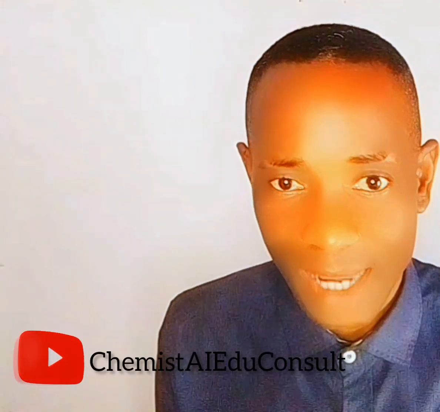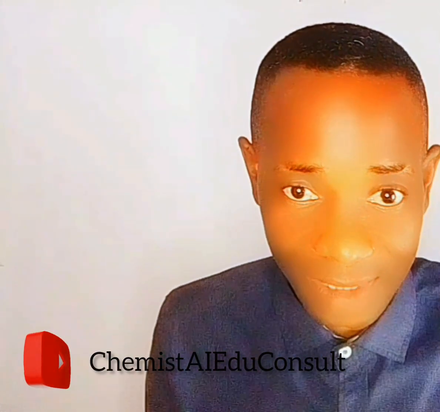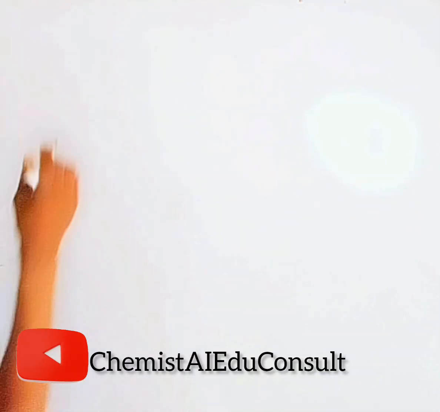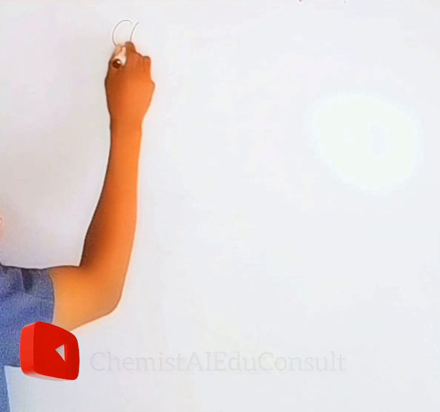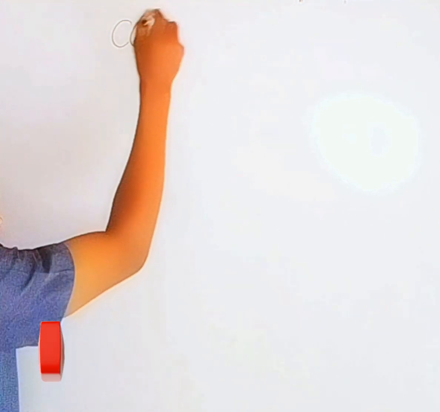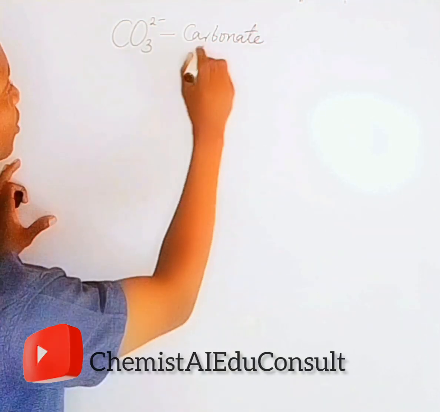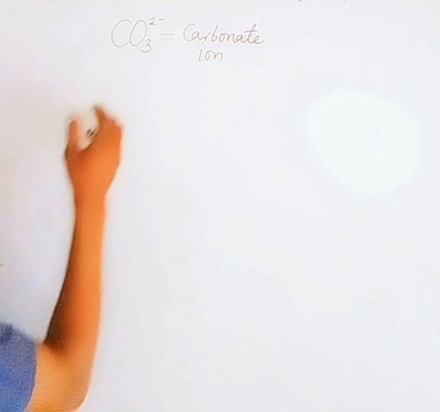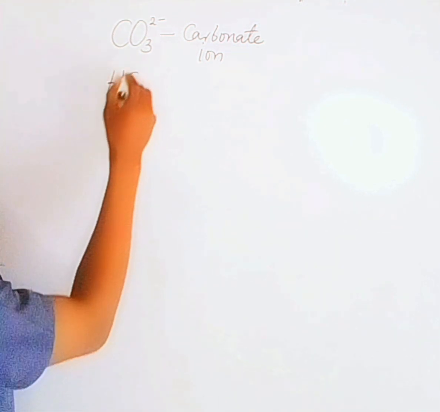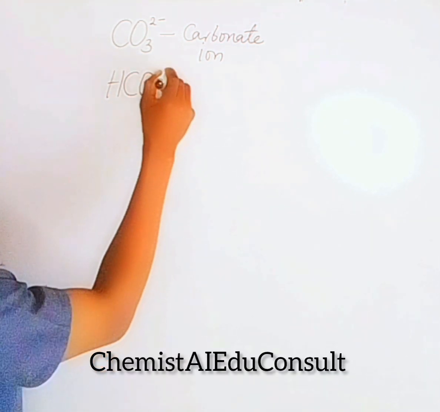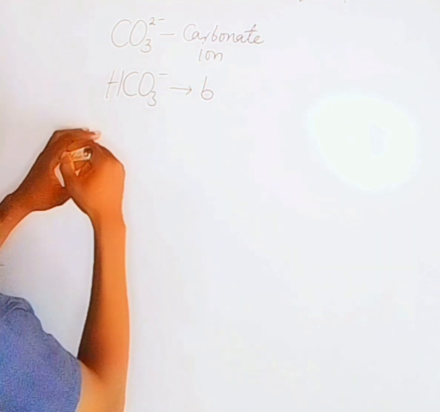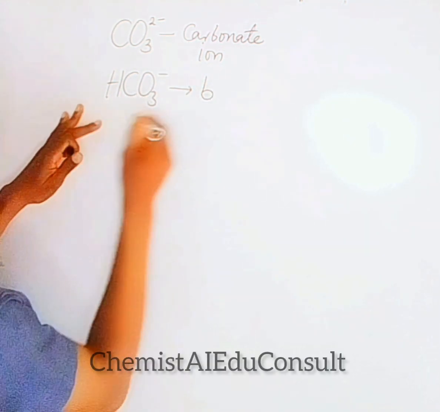There is something that I expect you to know about the solubility rule of carbonates and bicarbonates. First of all, what is a carbonate? Any compound that contains CO3 2- is a carbonate. So this is carbonate ion. Bicarbonate is a compound that contains HCO3-. This is bicarbonate ion, or hydrogen trioxocarbonate 4.